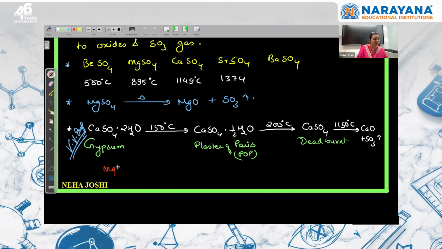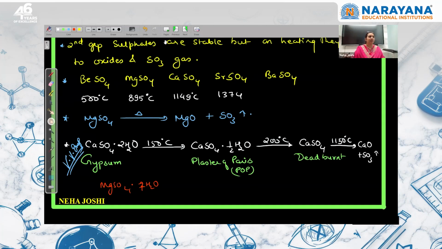Similarly, you must be aware of MgSO4.7H2O, Epsom salt. Epsom salt these days is a very commonly used salt. You warm water, add this salt and put your legs in it to have relief from swelling. In English I don't know what to call it; in Hindi we can say सेकना.